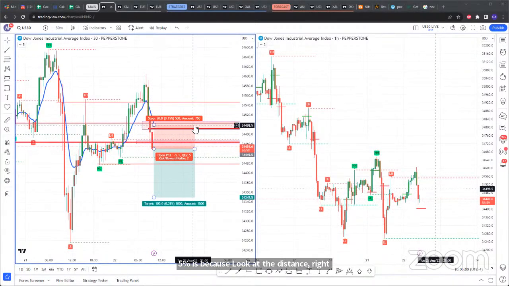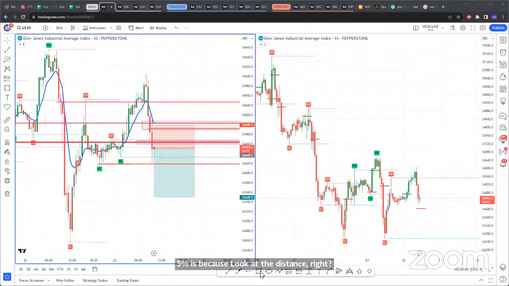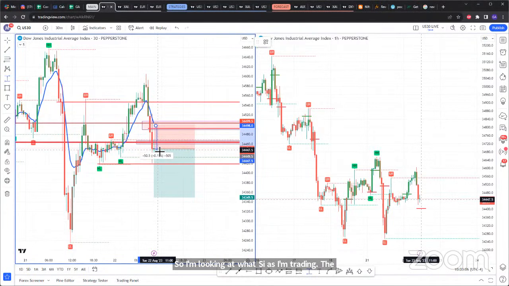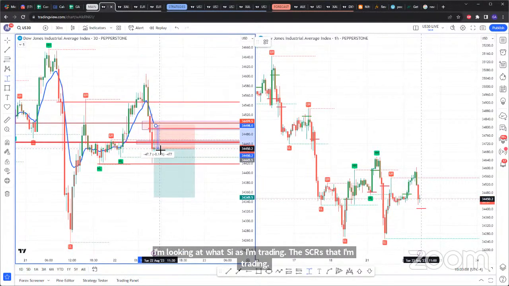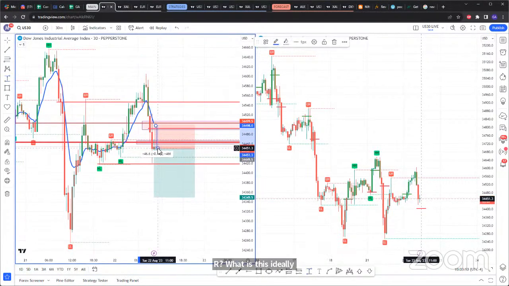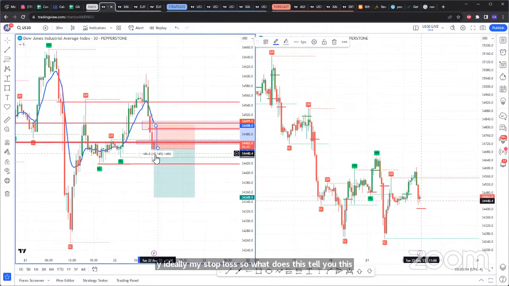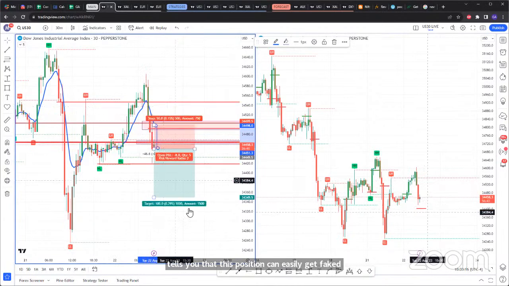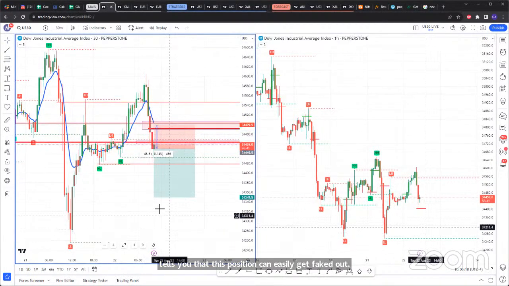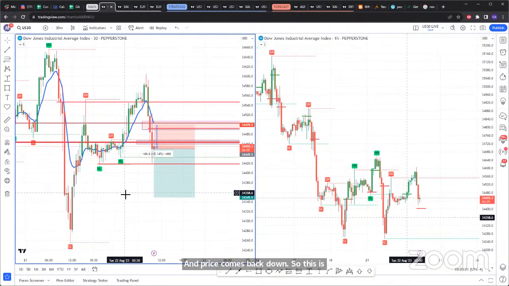So I'm looking at what SARs I'm trading. The SARs that I'm trading are, what is this? Ideally 50 pips away. So ideally, they're my stop loss. So what does this tell you? This tells you that this position can easily get faked out and price comes back down. This is exactly what happens during the manipulation hours.